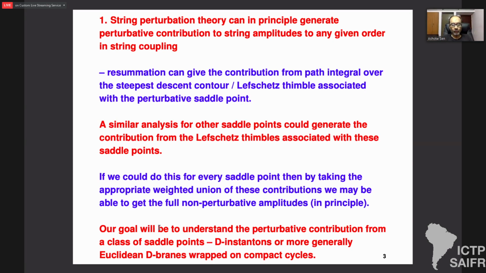So our goal today will be to understand the perturbative contribution from a class of saddle points. And those are D-instantons, or more generally, Euclidean D-branes wrapped on compact cycles.